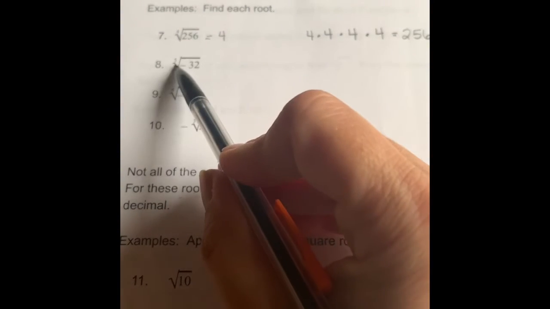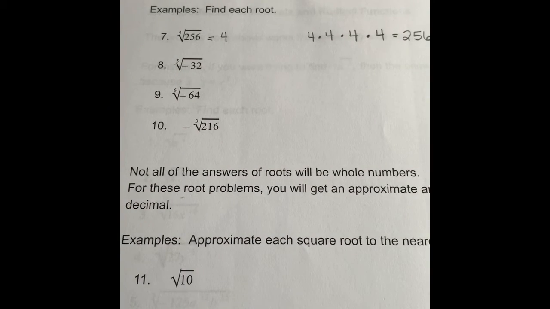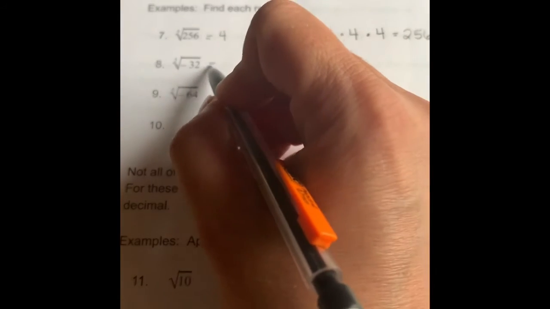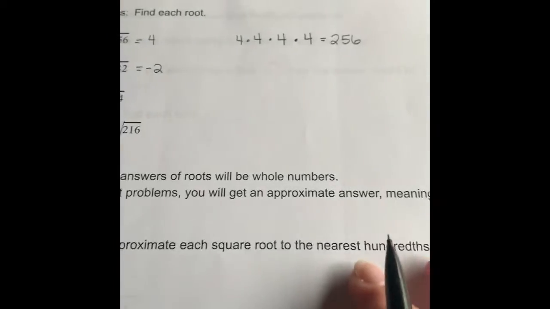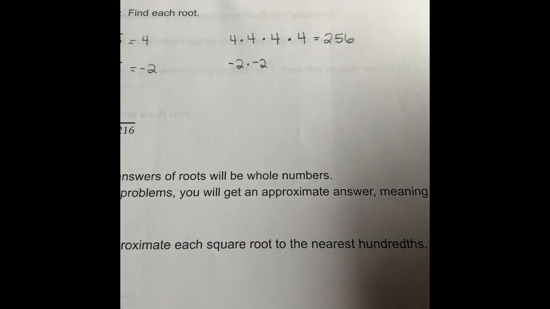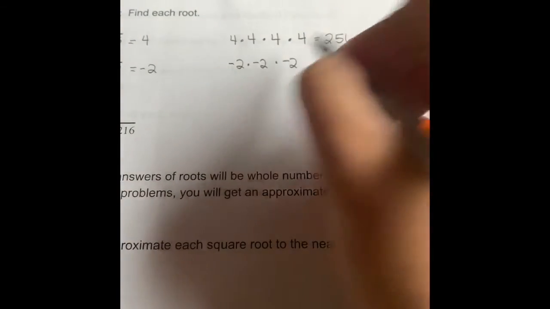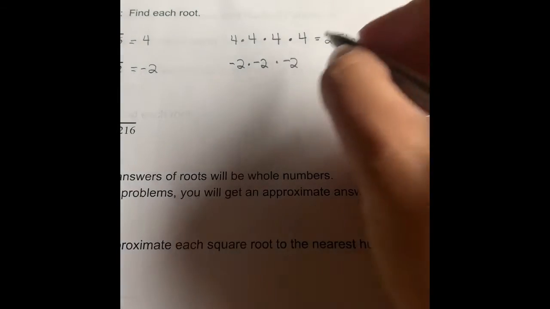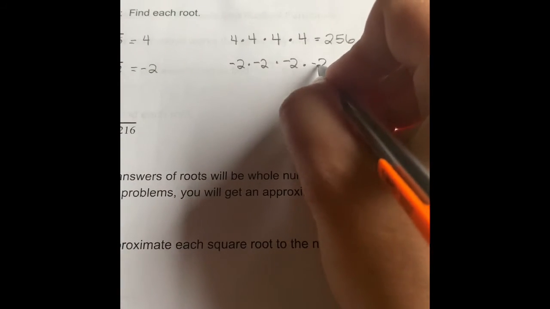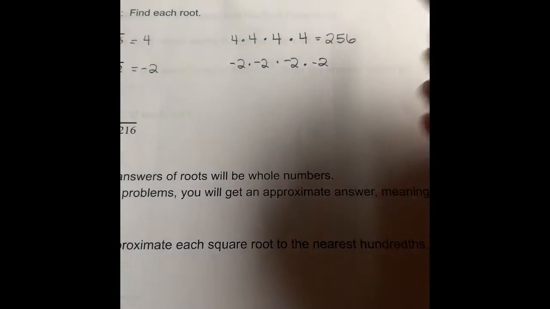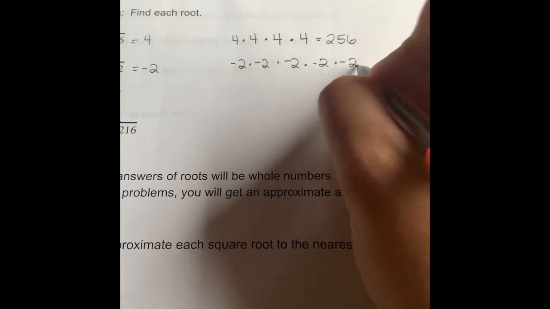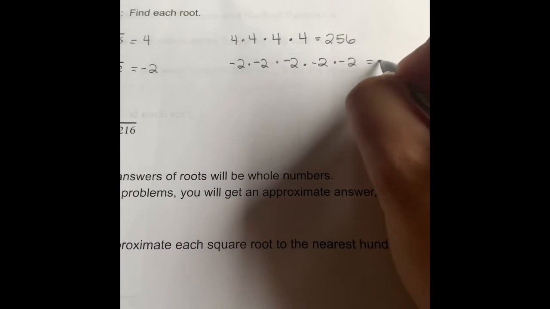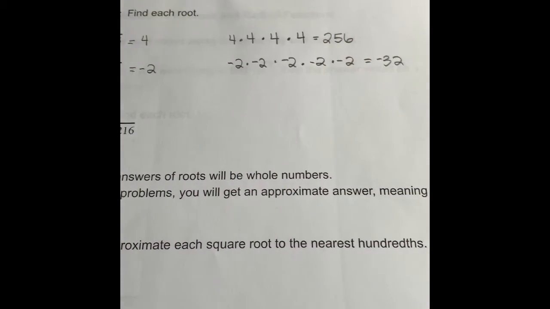The next one is a fifth root. So we're trying to think of what number we can multiply 5 times to get negative 32. And our answer is negative 2 because negative 2 times negative 2 is 4. 4 times negative 2 is negative 8. Negative 8 times negative 2 is 16. And 16 times negative 2 is negative 32.